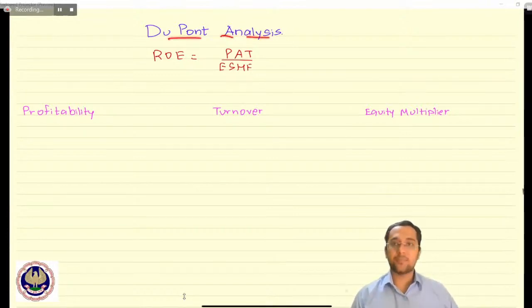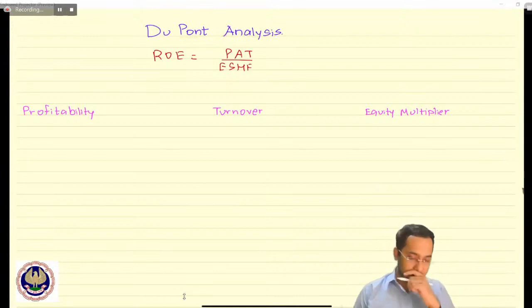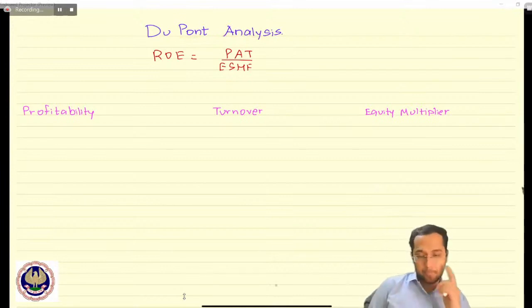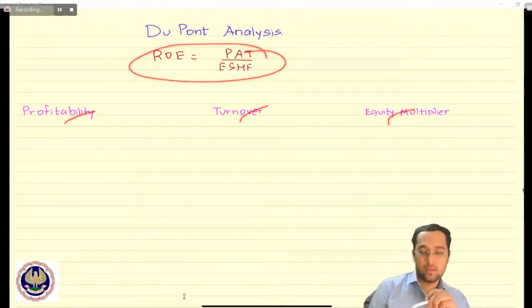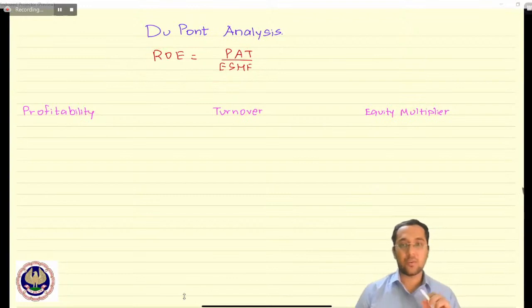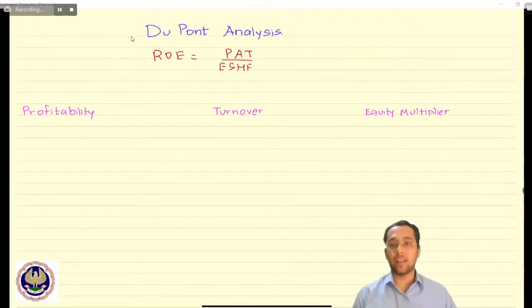DuPont analysis helps us to understand that we are actually generating the return from three areas. We are getting the return for our equity shareholders from three different areas or three sources.